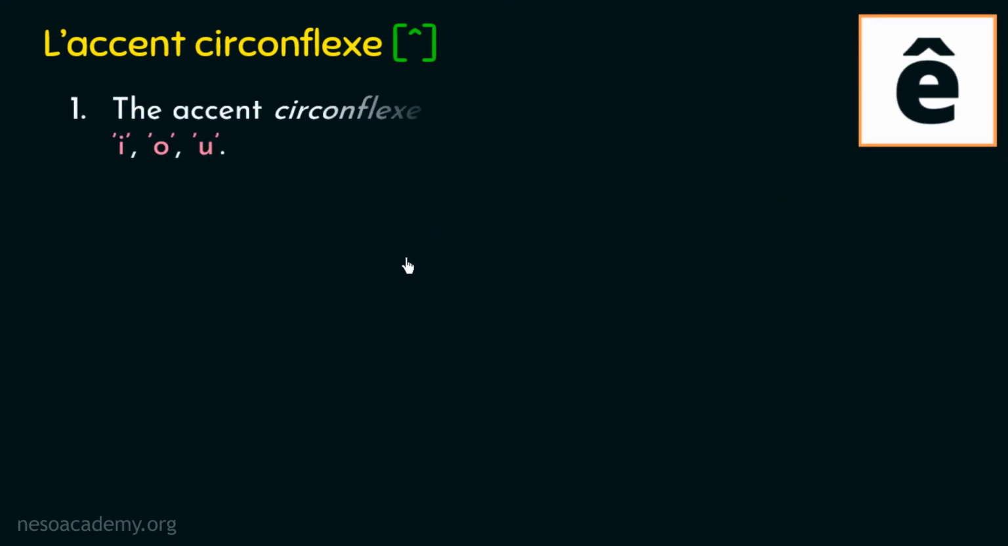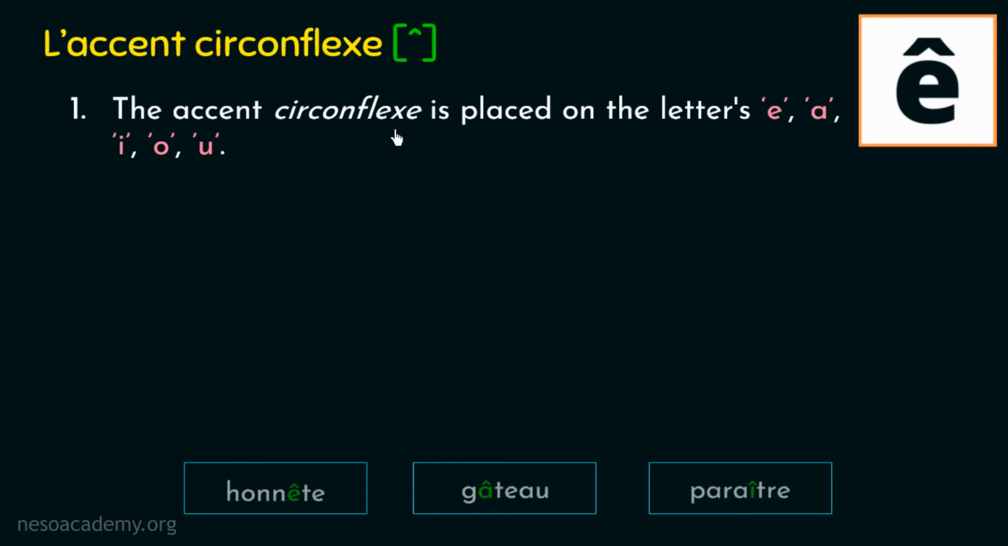Starting from point number 1, which states that the accent circonflexe is placed on the letters E, A, I, O and U. That means we can only place this accent circonflexe on the vowels, right? Now to show how we can actually implement this accent on the vowels, I have taken some examples.